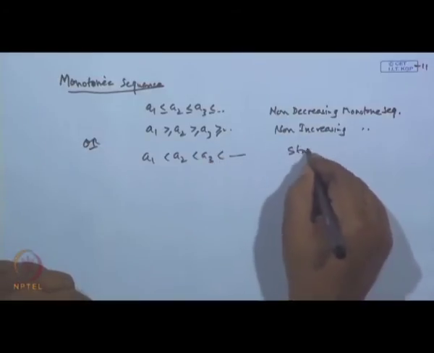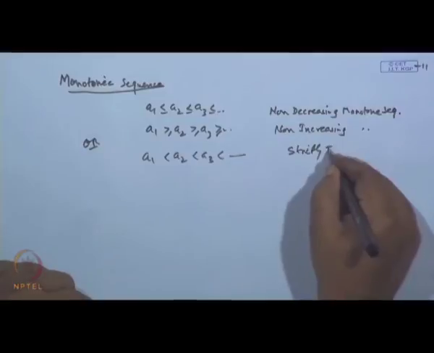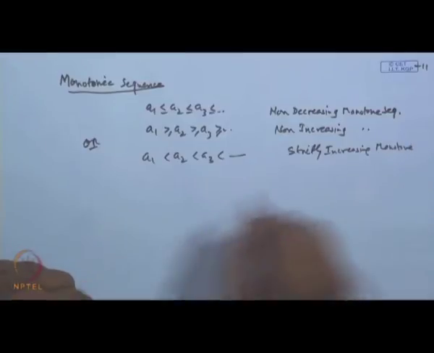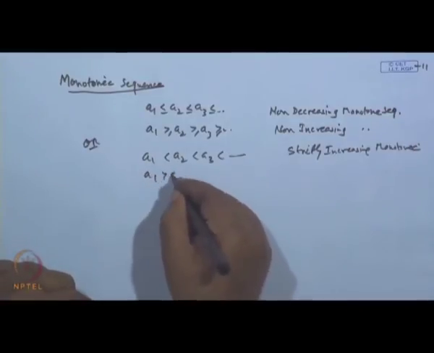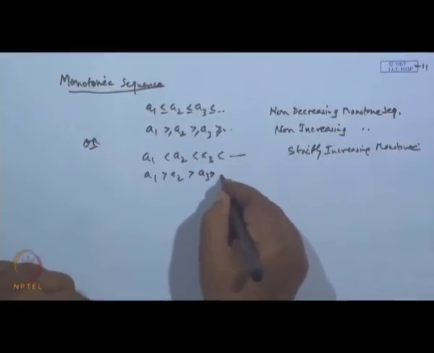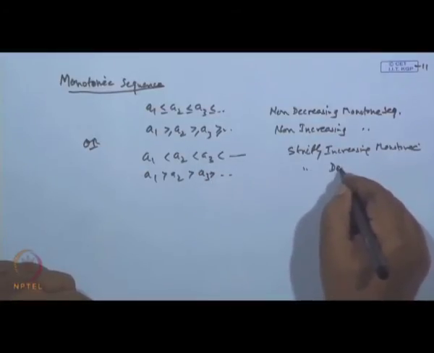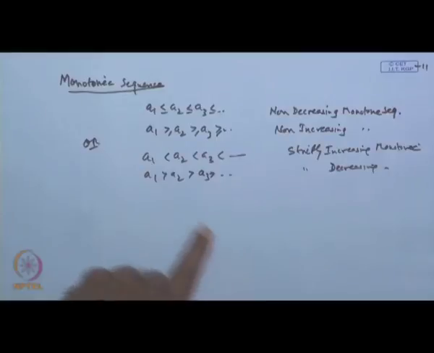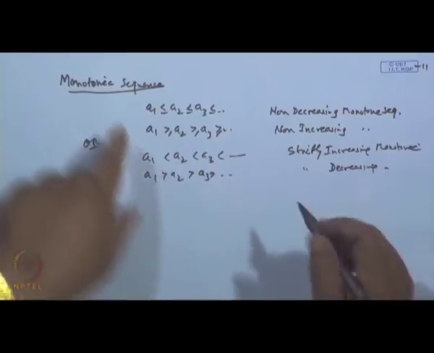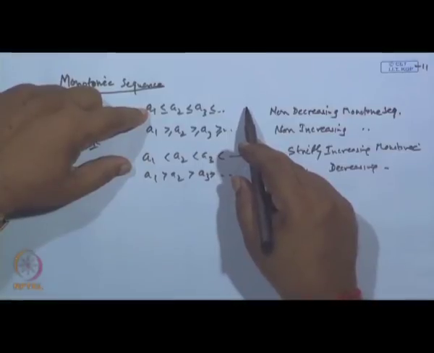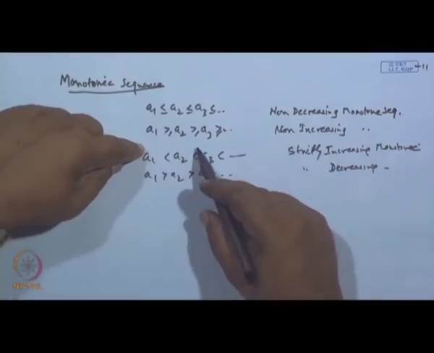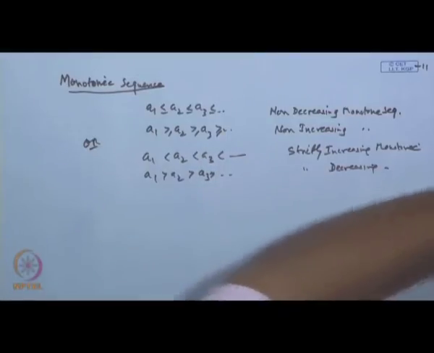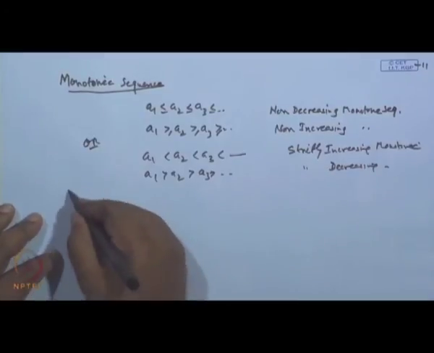If we have strict inequalities in increasing order, then it is called a strictly increasing monotone sequence. And if we have strict inequalities in decreasing order, then we say strictly decreasing. Now, if a monotone sequence is non decreasing and bounded above, then it will have a limit. If it is a monotonic non increasing sequence bounded below, then it will also have a limit. These two results we have already discussed, is it not?